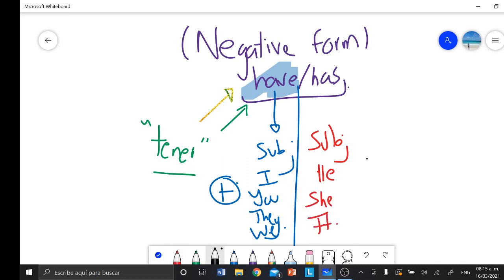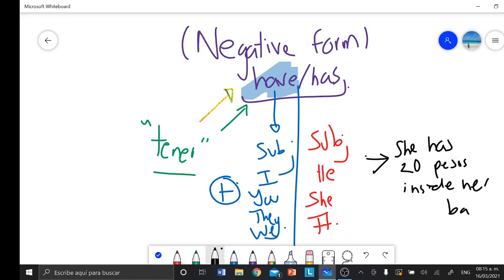An example over here, we can just say that she has 20 pesos inside her bag. Yeah, she has 20 pesos inside her bag. Over here, we are using has because the subject is she. Ella tiene 20 pesos adentro de su bolso.